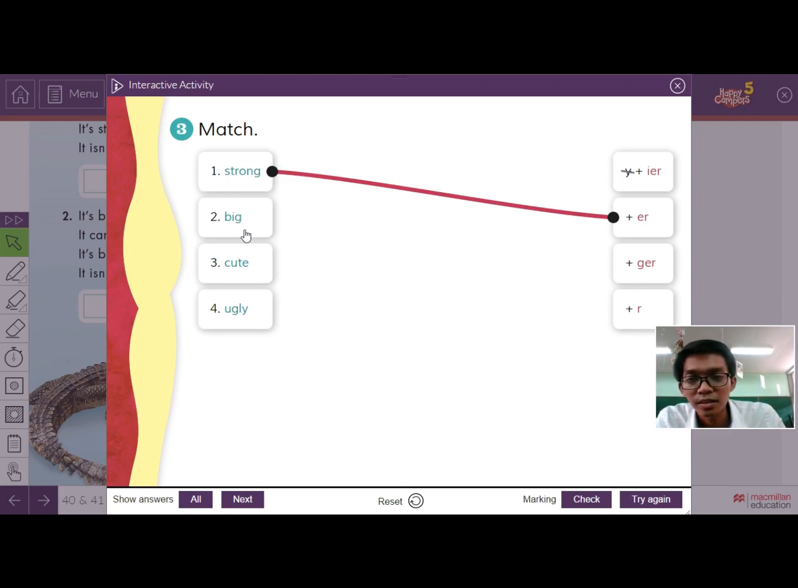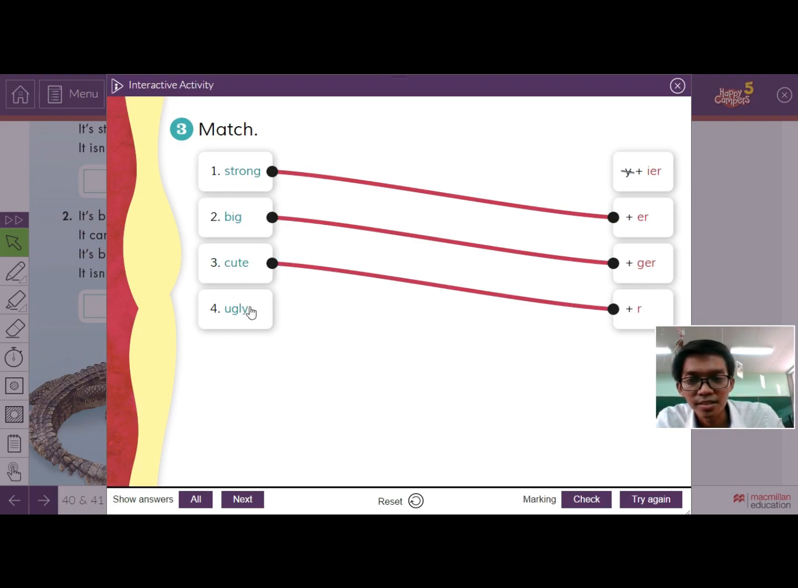Big. The last two letters of this word are a vowel, the letter I, and a consonant, the letter G. And then at the end, you have to double the G. So it's bigger. Cute. It ends with the letter E, so you just need to add R. This case is kind of different because this word ends with the letter Y. So you omit the Y and just add IER. Yeah, it's correct now.